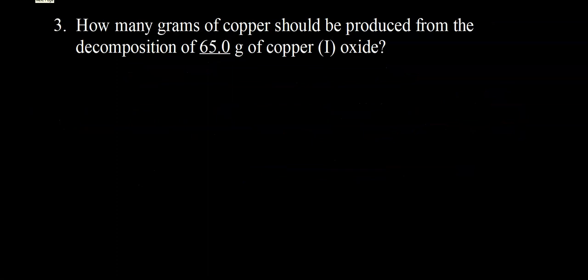All right, here's another one for you to try. How many grams of copper should be produced from the decomposition of 65.0 grams of copper(I) oxide? All right, so I'm not going to help you with this one at all. Go ahead and write the balanced equation, set up your calculation, get your answer. Pause the video now, please.